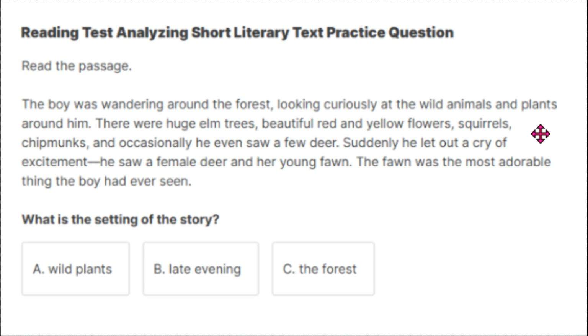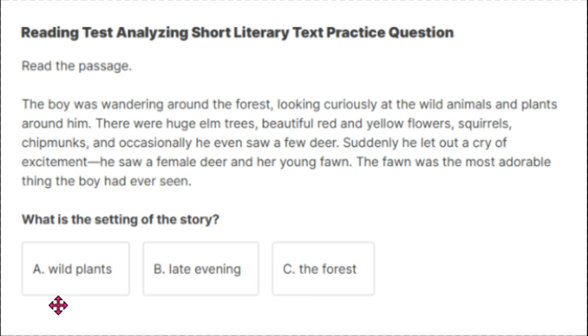The question we're answering is, what is the setting of the story? So we need to know what the word setting means. The setting is where something takes place. So I'm figuring out where this takes place. Setting can also have to do with time. So when I look at my three answers, I see A, wild plants, B, late evening, and C, the forest.